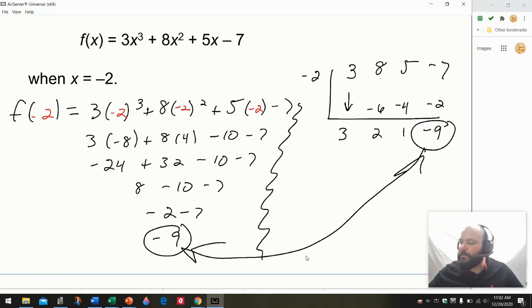So there's another little helpful thing about synthetic division. And you'll see in later videos why this is really important to know how to do, because it's going to save you a good bit of time.